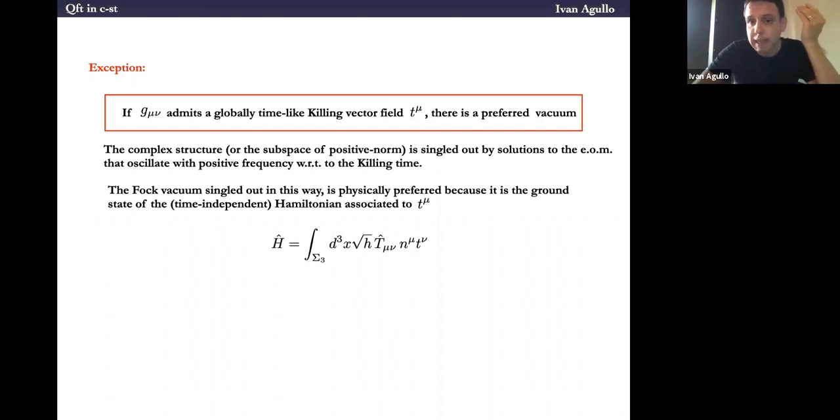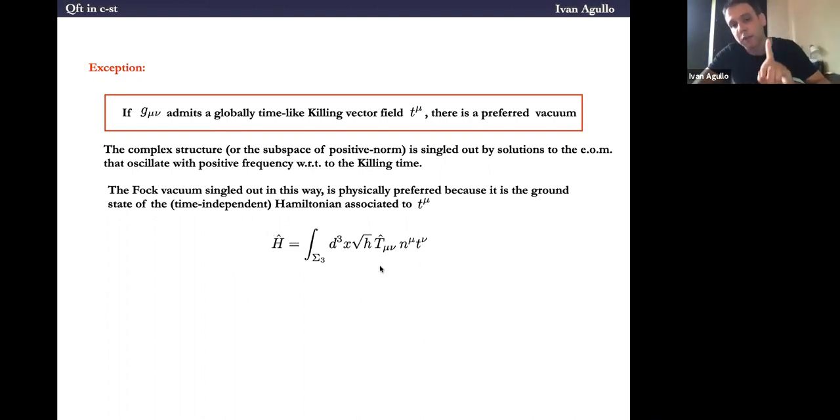Physically, it's normal that there is a preferred vacuum, because whenever we have a time-like Killing vector field, we can define a Hamiltonian out of it, which is time independent. And remember the way to obtain conserved quantities in field theory out of a Killing vector field. You need a foliation, you need the unit normal, and then you contract the energy momentum tensor with the unit normal and the Killing vector field. And the quantity that you obtain is a constant of motion. In this case, because t is a time, this is a Hamiltonian.